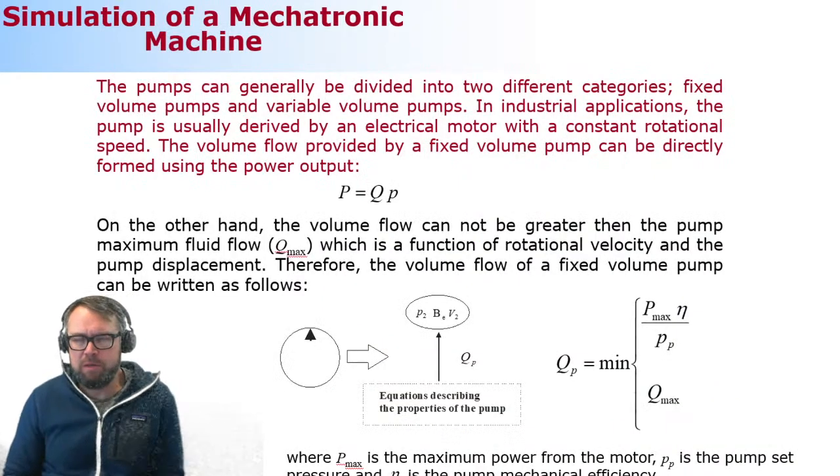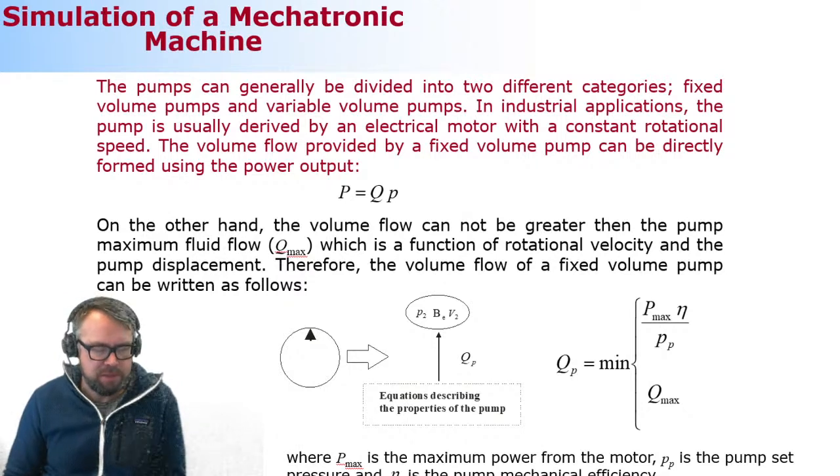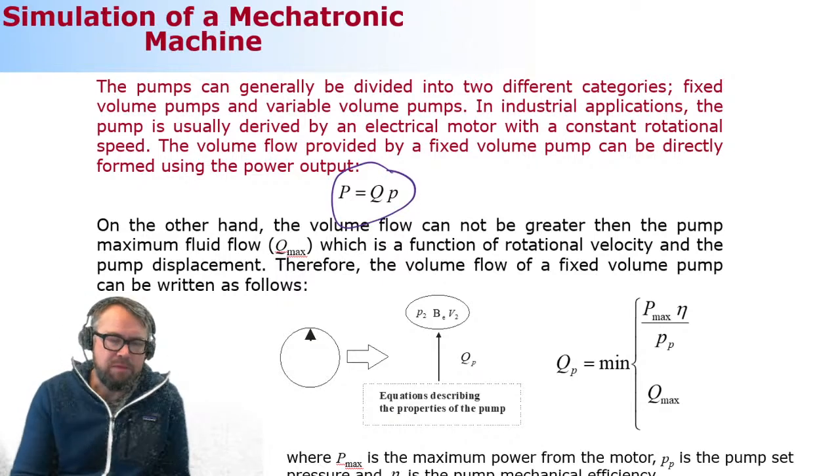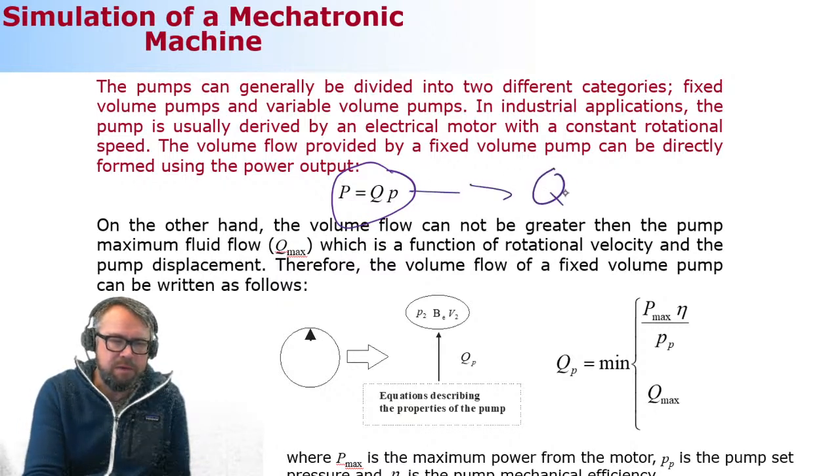If you're dealing with a fixed volume pump, then the model is very simple. We're going to use the power equation, where power equals the flow rate multiplied by pressure, as the foundation of the pump model. You can imagine this is very straightforward. We simply estimate the flow rate by solving for Q from this equation.